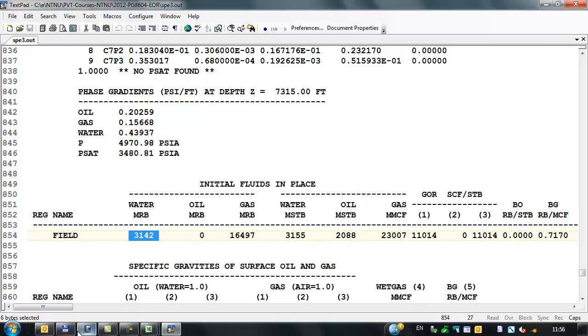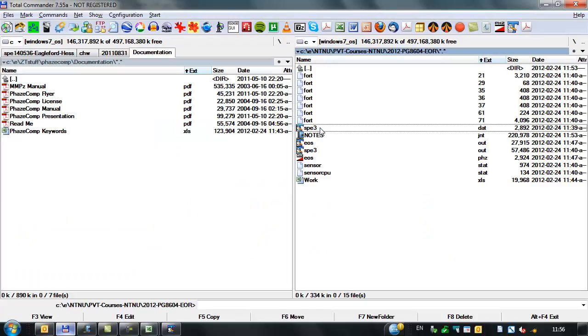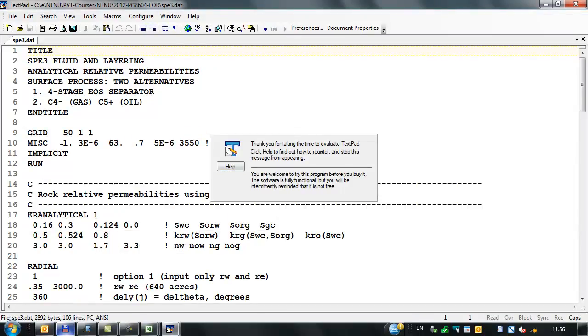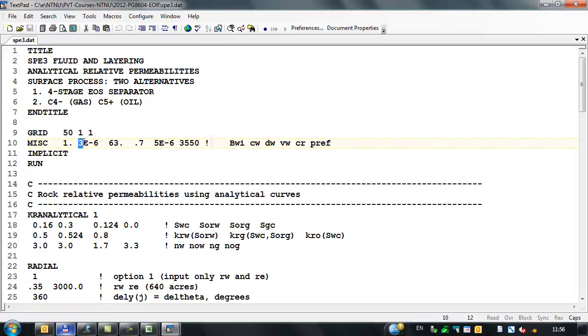So let's look at the data set for the simulator. This number here is the compressibility of the water. If I want my system to be like my PVT simulator, then you have to make that 0. What else do we have to make 0? Well, the rock compressibility has to be 0, right? Now the hydrocarbon pore volume should remain constant in the simulator.